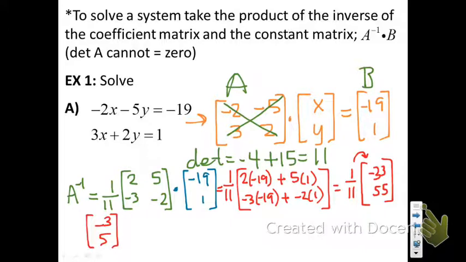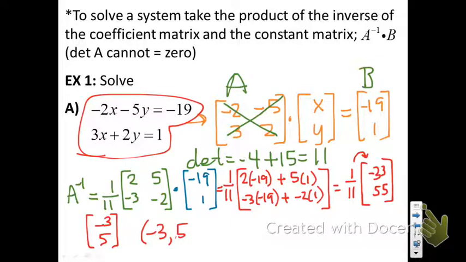And what that means is if we go back to our system right here, if we were to graph those two equations, they would intersect at negative 3, 5, and that's how I want to see your answer.